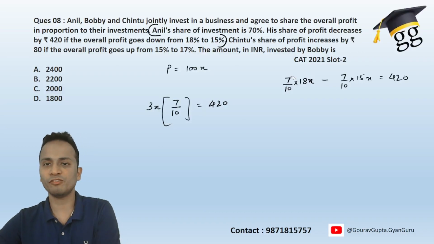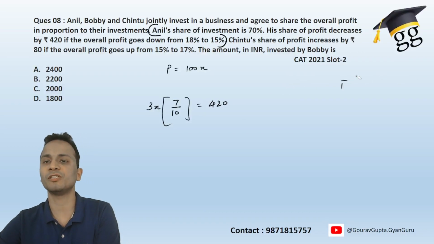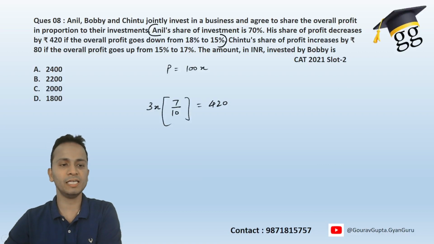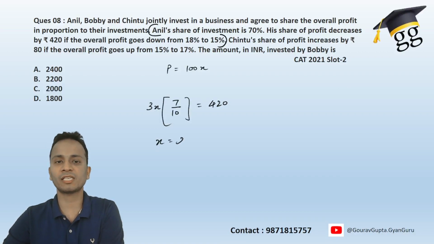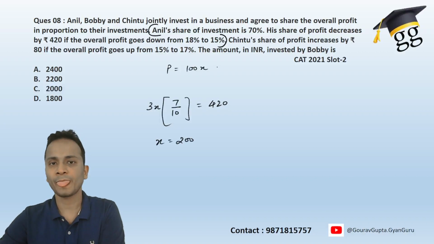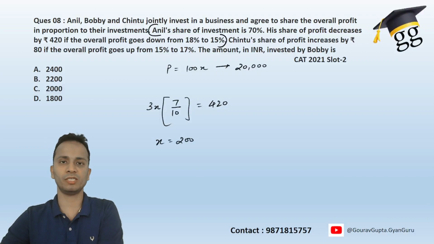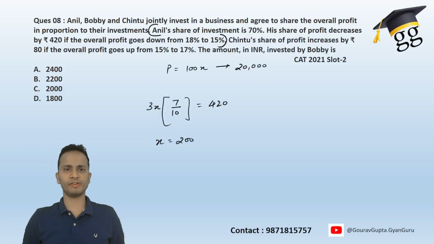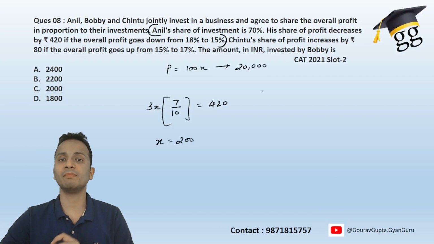So instead of making this equation, I have written it directly, and from here I have got the value of x. So x का value कितना आ जाएगा 200, and the total profit comes out to be 20,000. 20,000 total profit आ गया, ठीक है, right? Now let's talk about Chintu in the similar manner.